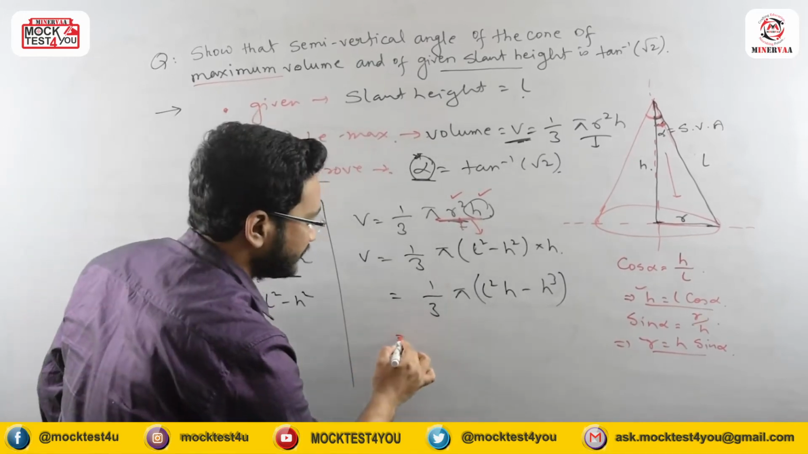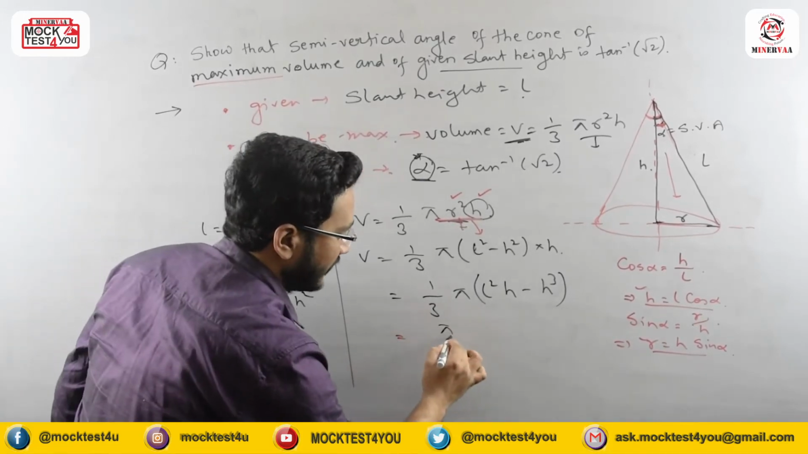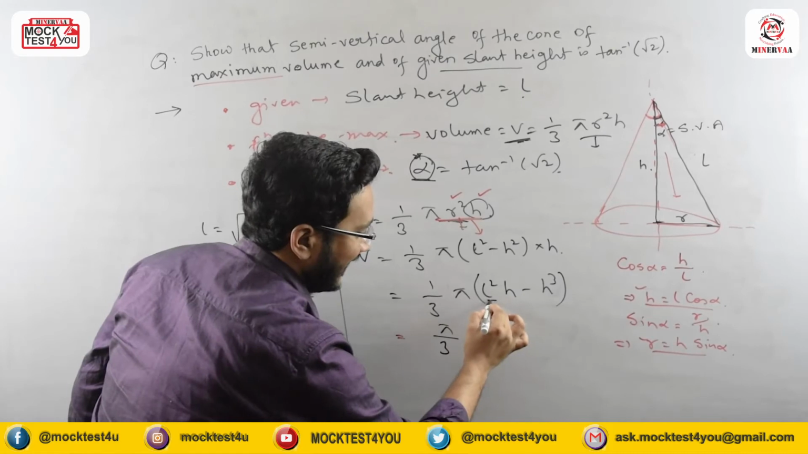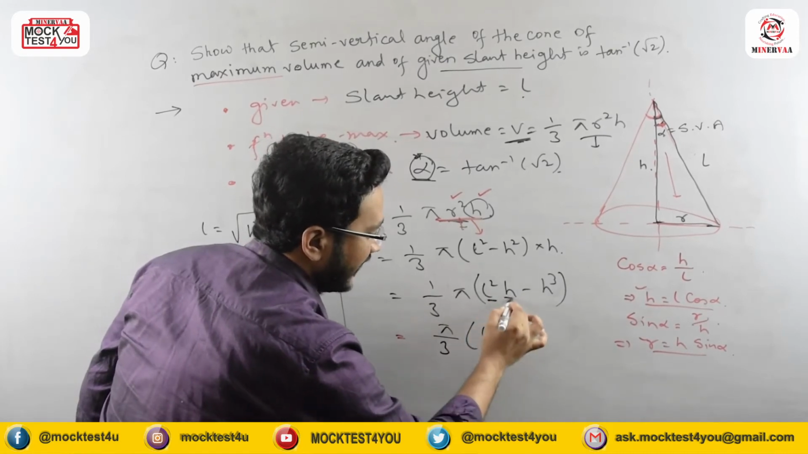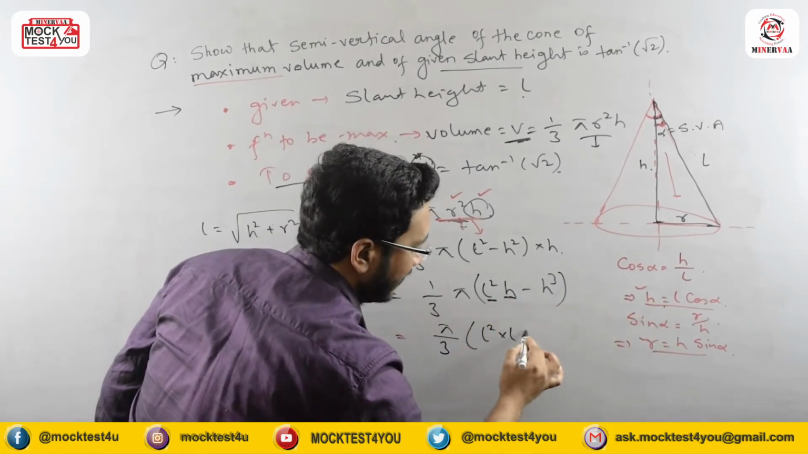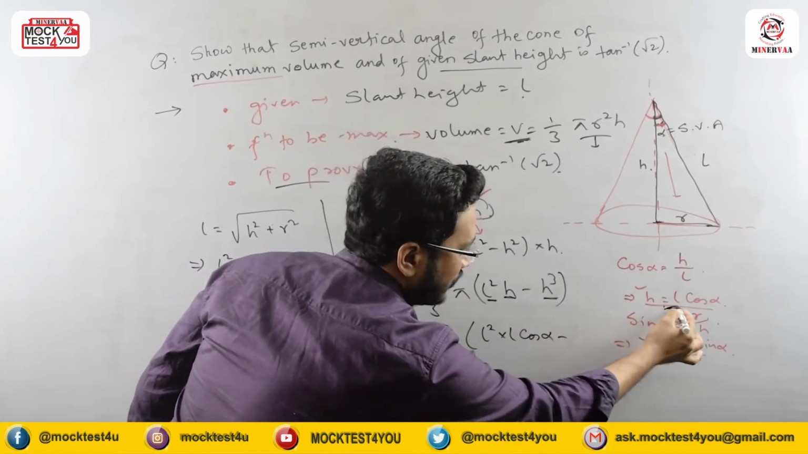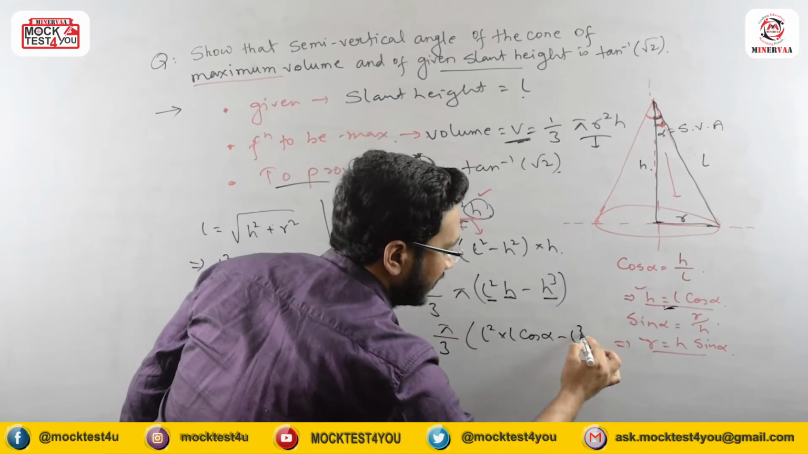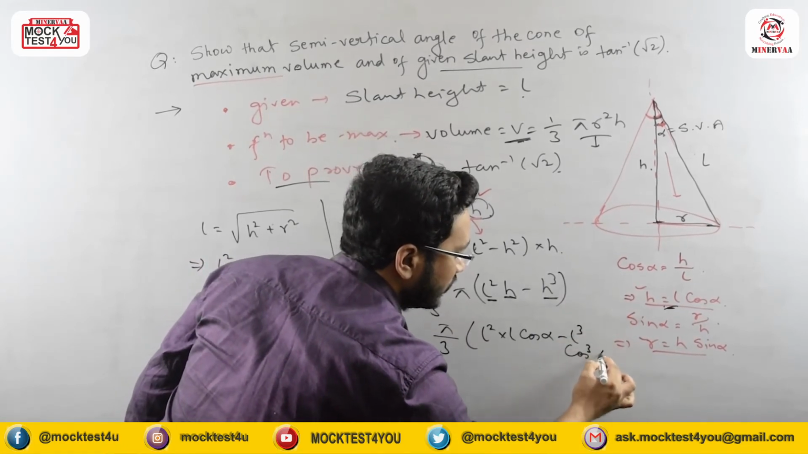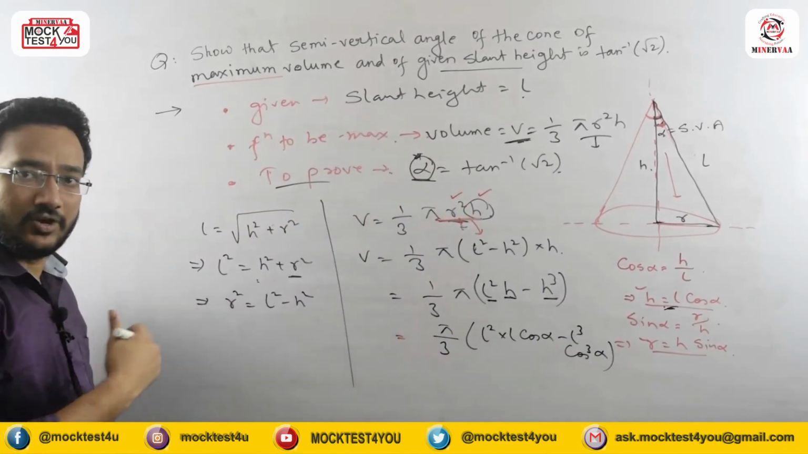Okay. Now let's see, this one is pi by 3. Our L is a constant. H value we can get from here, L cos alpha. Let's put it. Minus again, h value is L cos alpha whole cube, which will turn into L cube cos cube alpha. I hope it's clear.